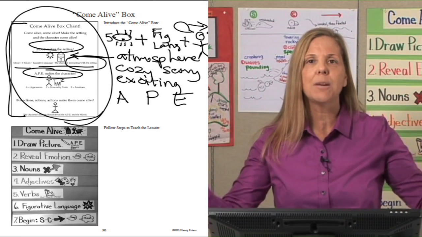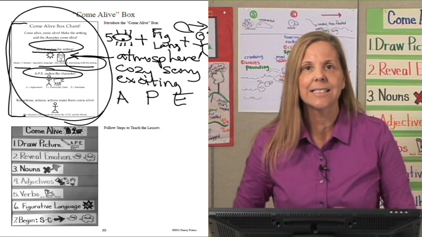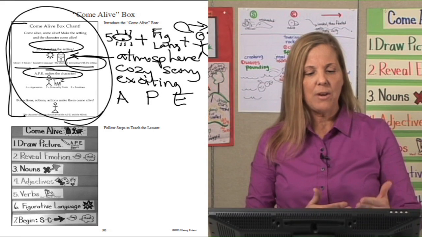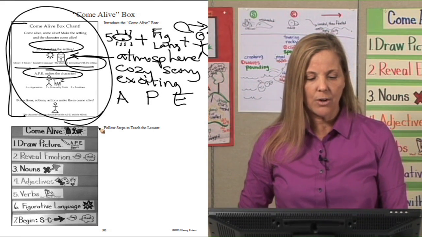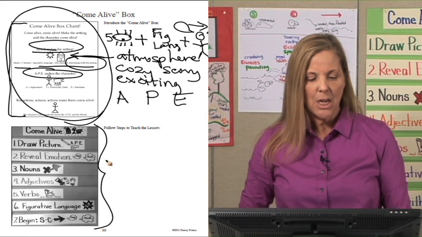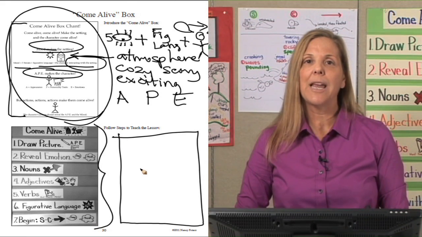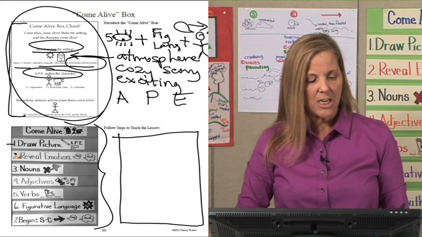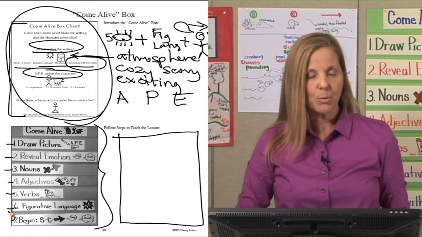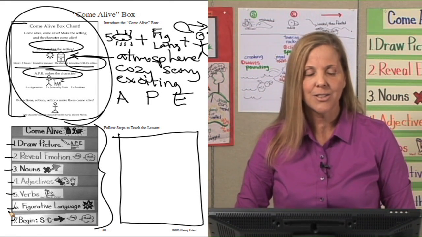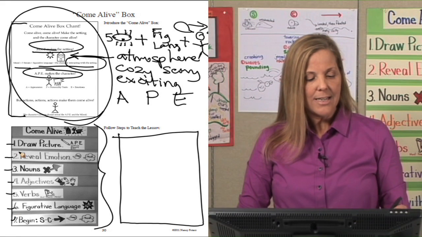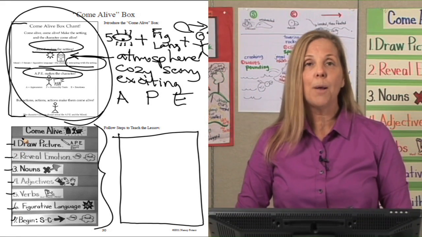You have to actually make them come alive, interact in that setting. Once we've introduced that to students, then we are going to say, boys and girls, here are our steps. We are going to start with a blank piece of paper, follow each one of these steps, and after we follow each step, we will end up with a come alive box. Let's start first. Step 1, draw a picture.